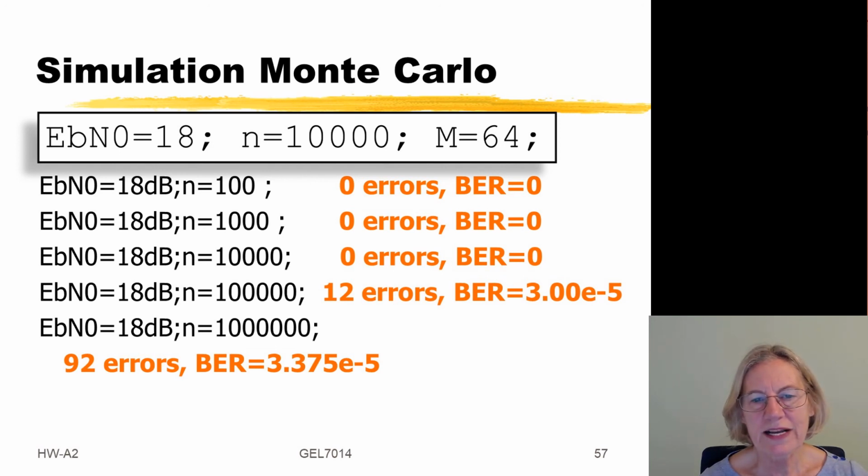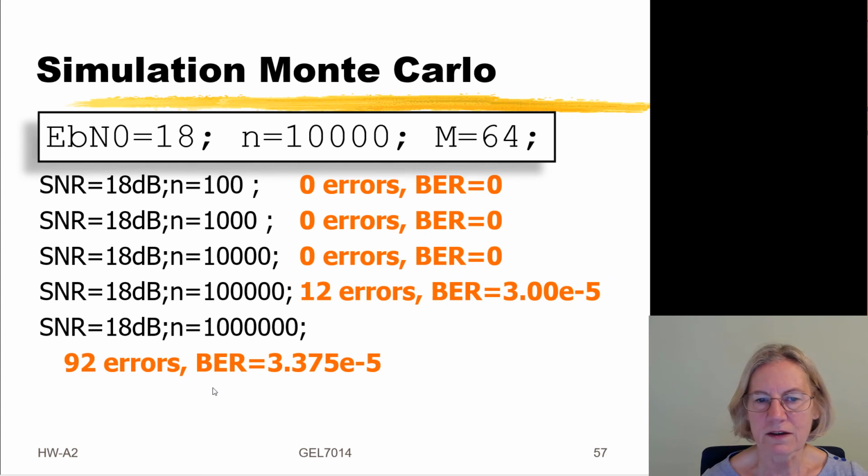And for instance, when I get to 100,000, then I start getting, I count 12 errors, and then I get a certain estimate of the bit error rate. And by the time I go to 1,000,000 symbols which are transmitted, I'm counting 92 errors. And you can see the bit error rate estimate changes. And the higher the number of counted errors, the more accurate the bit error rate will be. And so this is to give you a feel for why we have to vary that.